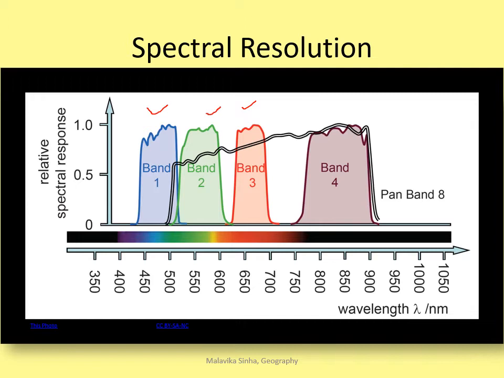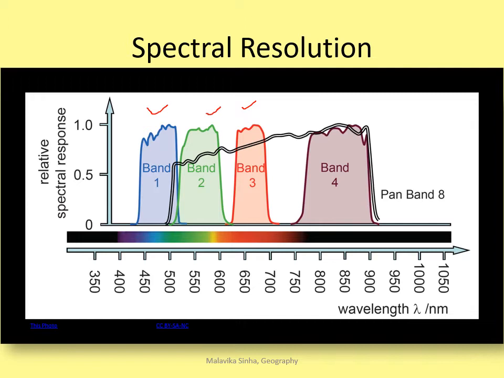Suppose the tiniest object of the Earth's surface reflects EMR, and this reflected EMR is sensed and recorded by the various bands of the sensor. The object is fixed, the geographical area is fixed, but the reflectance recorded by the various bands is not uniform.